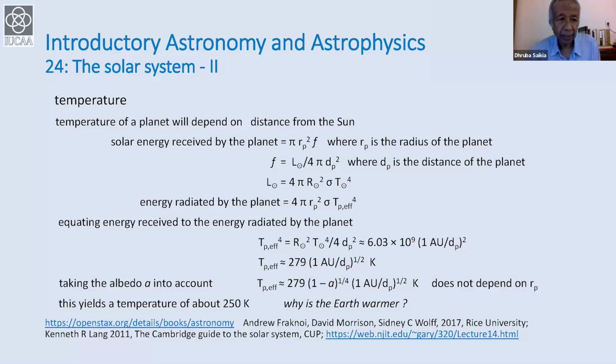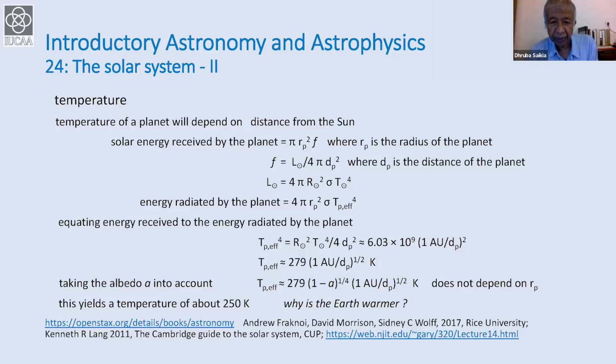Now, but one thing is receiving the radiation, but it's also radiating energy away, right? Because it's at a certain temperature. So if we say that solar energy received by the planet is pi rp squared F, where rp is the radius of the planet, so you can calculate luminosity, you can calculate for the sun, okay? Then energy radiated by the planet is what you have to take into account as well.